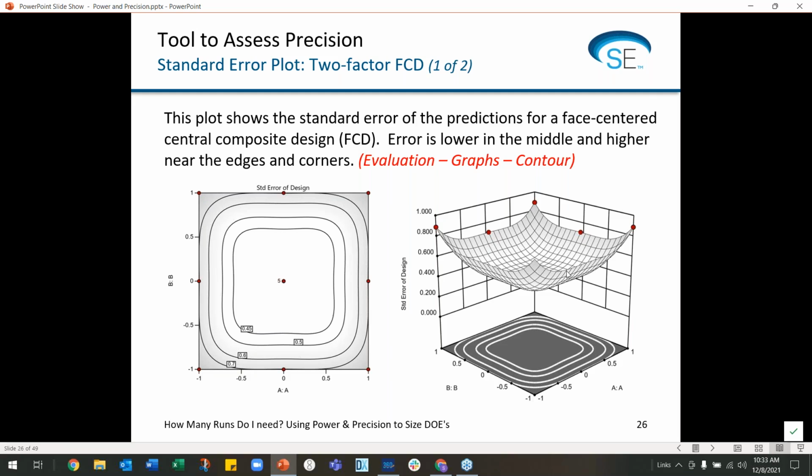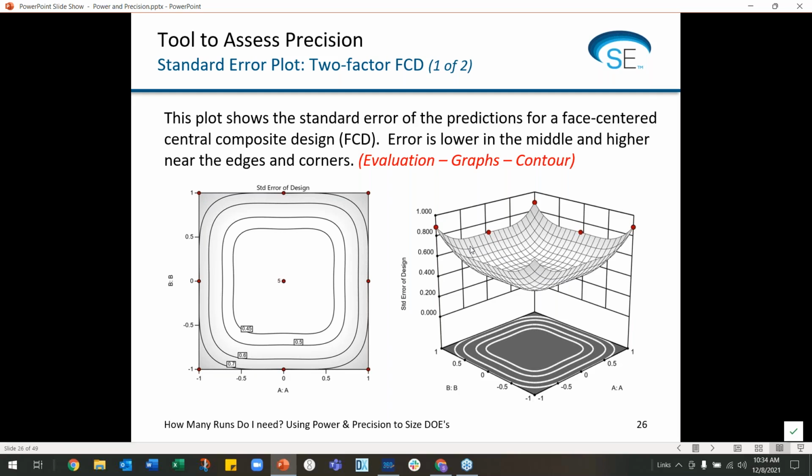In 3 dimensions, it would look like this. You can see that the middle, the center, has the least amount of error. That means you're going to get the best predictions in the middle, and the predictions increase in their error as you go to the edges and especially to the corners of the design space.